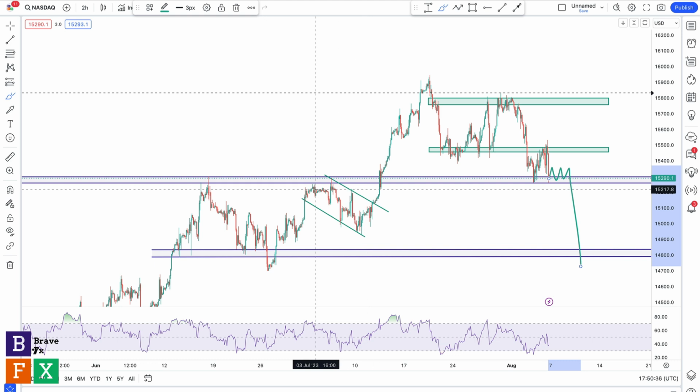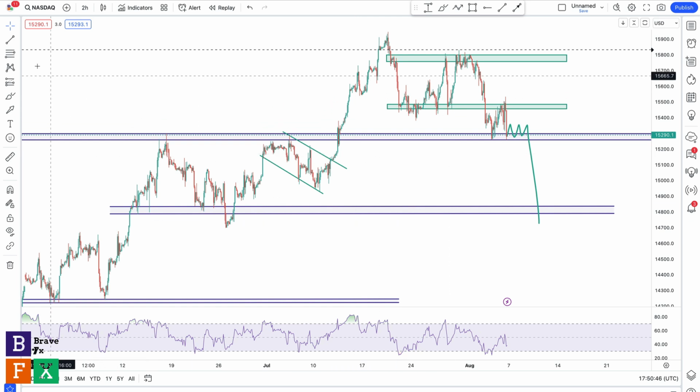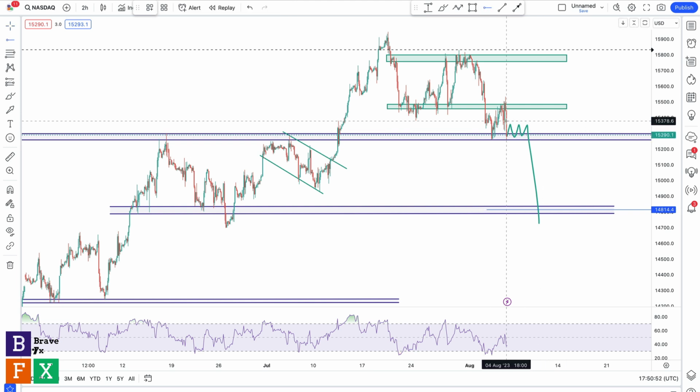This is known as a POI, point of interest, or an area of value, AOV, whatever you want to call it. So this is what I'll be watching out for to go either long or short on Nasdaq. As usual, first target is going to be around these lows. Stop loss is going to be above this consolidation, at least to the breakout.